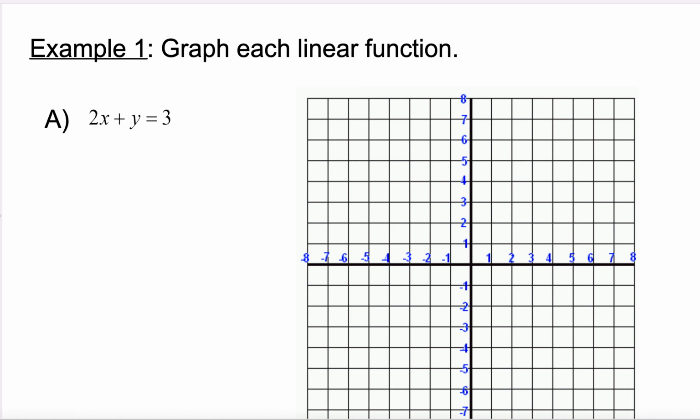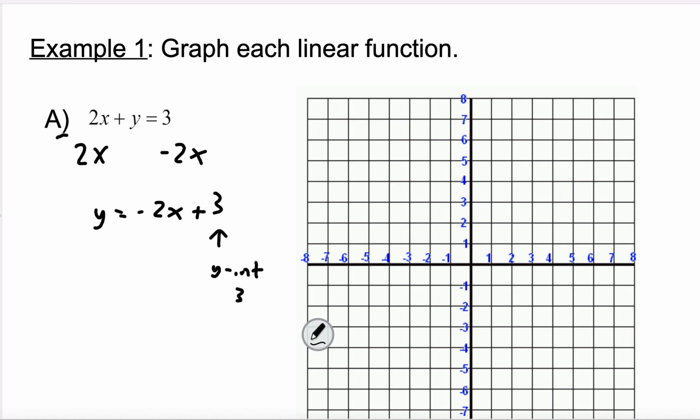All right, so let's also review graphing this one out here. This one's in standard form, and we're going to change it into slope-intercept form and graph it. To get it in y equals mx plus b form, we subtract 2x from both sides, and we get y equals negative 2x plus 3. If you remember from our last lesson, this is our y-intercept. That's where we start.